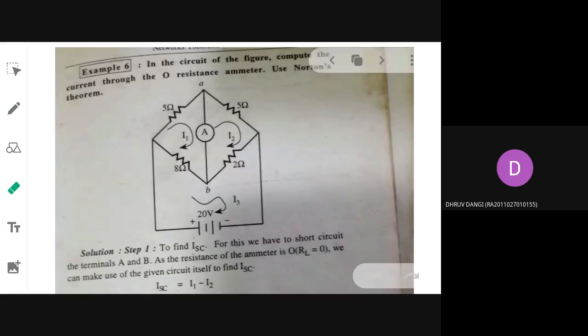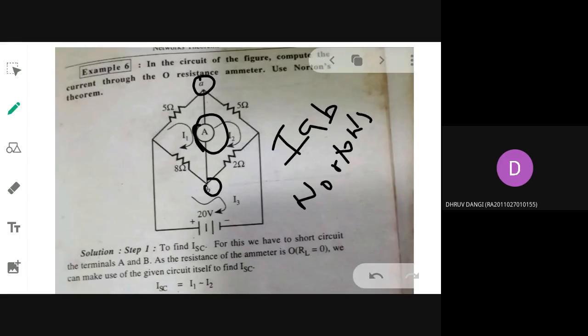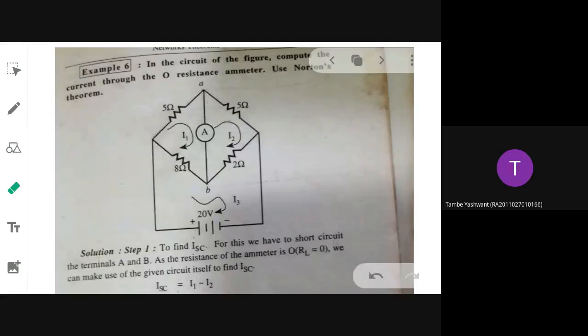Norton's theorem. To find out what? Current. Current through the resistance of the ammeter, current in this AB terminal. Okay, there is an AB terminal across which a zero resistance ammeter is connected. That IAB current is being asked by applying Norton's theorem. Okay, so again as usual procedure, what are the steps that you have to follow? Ma'am, first find ISC current, then RThevenin.